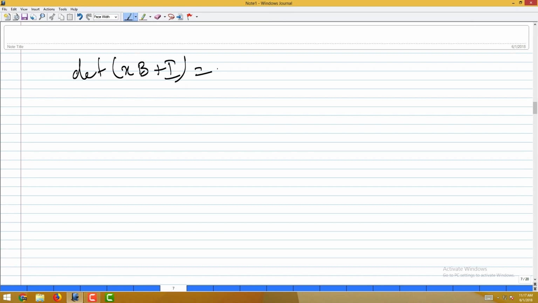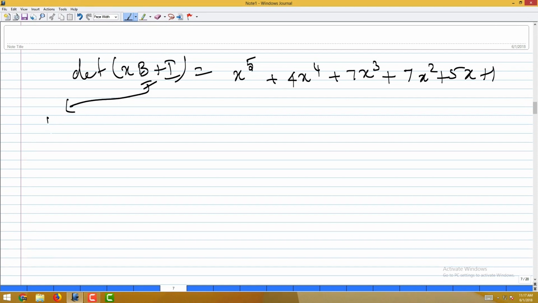So, I will give you the polynomial, you can verify it. It is going to be x to the power 5 plus 4x to the power 4 plus 7x cubed plus 7x squared plus 5x plus 1. You can cross check this. This B is for the graph that we had taken, B for the example considered, right.